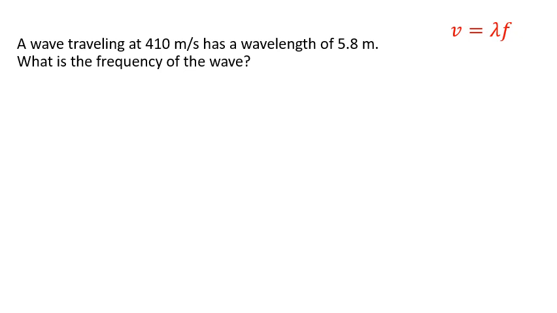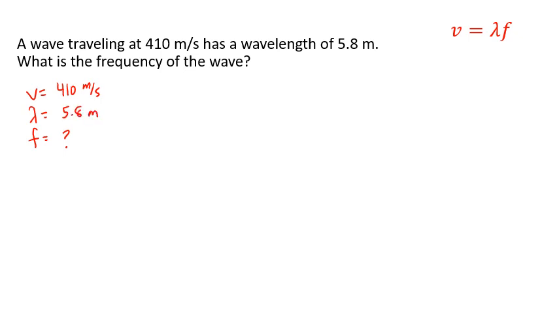For our last question, a wave traveling at 410 meters per second has a wavelength of 5.8 meters. What is the frequency of that wave? So before, in the previous questions, we were asked for wave speed, wavelength. Now we're solving for frequency, so frequency gets the question mark. We have 410 meters per second as a wave speed and 5.8 meters.